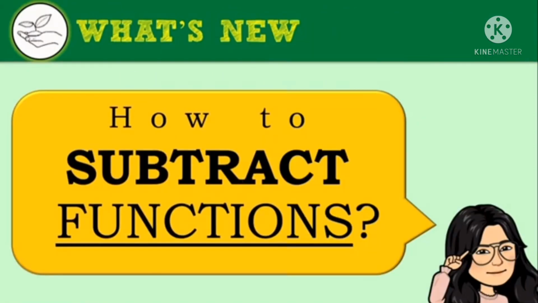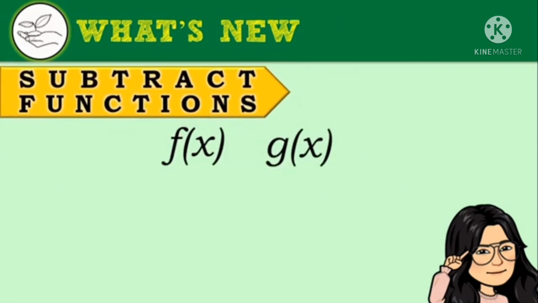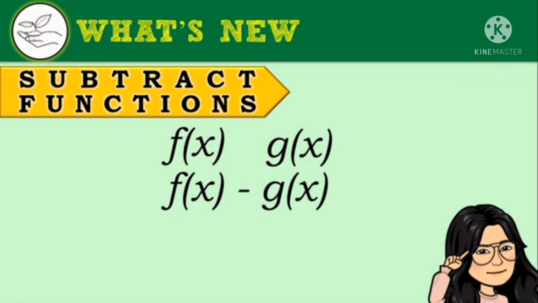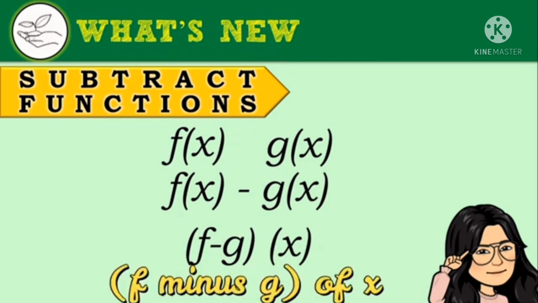How do we subtract functions? Given functions f of x and g of x, we will be using these notations. f of x minus g of x, which means the function f of x is being subtracted to the function g of x. Another way of writing that is this notation: f minus g of x. I repeat, that is f minus g of x.